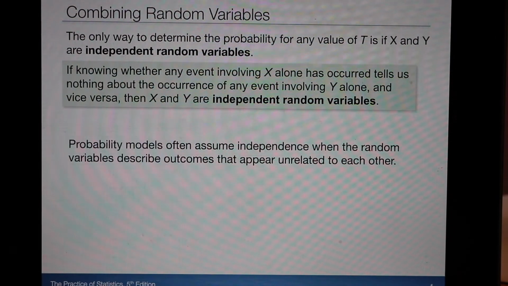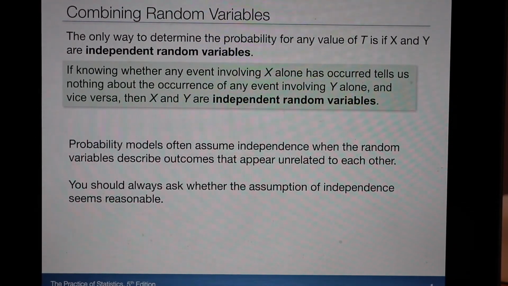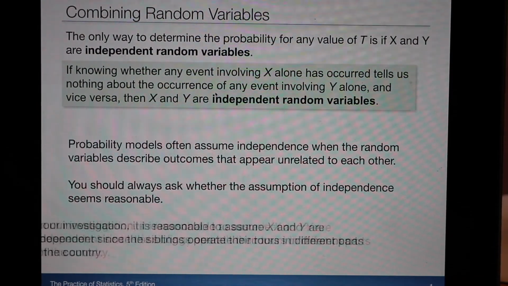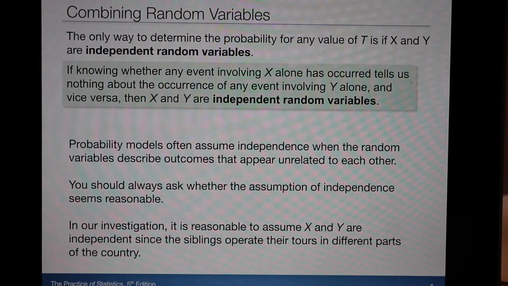Probability models often assume independence when the random variables describe outcomes that appear unrelated to each other. You should always ask whether the assumption of independence seems reasonable. I would like to go over an example where it would not seem reasonable. And in our investigation, it is reasonable to assume X and Y are independent since the siblings operate their tours in different parts of the country.